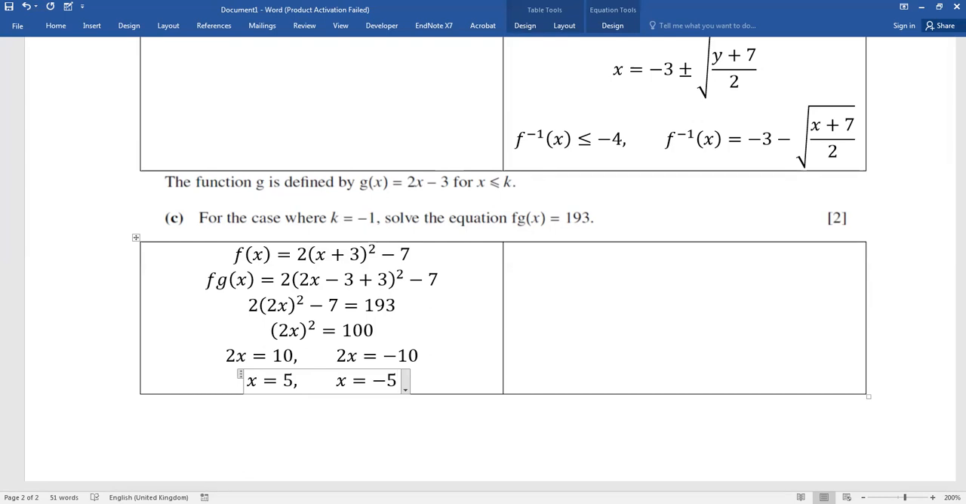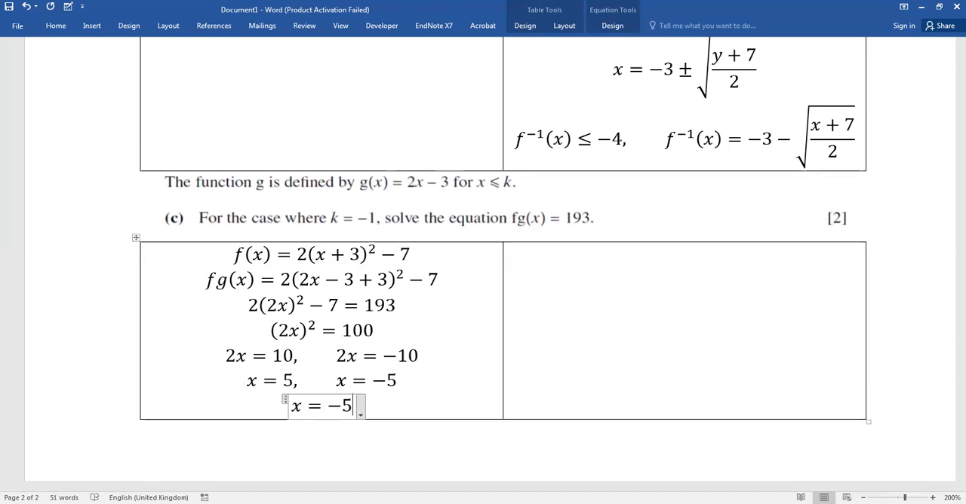Which solution should we consider? Why? So, very good. In the composite fg(x), the domain of g will be obeyed. So the domain of g for this particular part is defined that x has to be less than or equal to negative 1. So we'll take the value x is equal to negative 5. So you always get the same value, whether positive leading or negative.